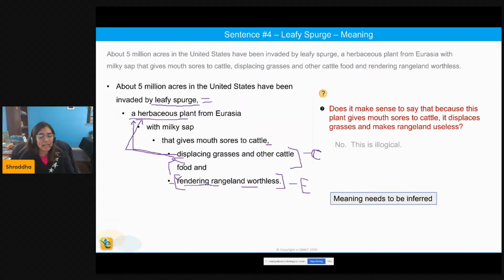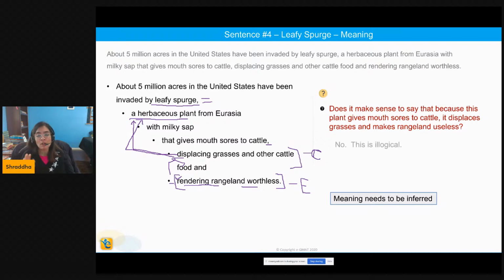So there was no way just by looking at the grammar we could understand. Because if you look at the grammar, the sentence is absolutely correct. Grammatically, there is no error in the sentence. We have a clause that gives mouth sores to cattle. Then we have comma plus two verb-ing modifiers that are connected by and. Grammatically, absolutely correct structure of this sentence.